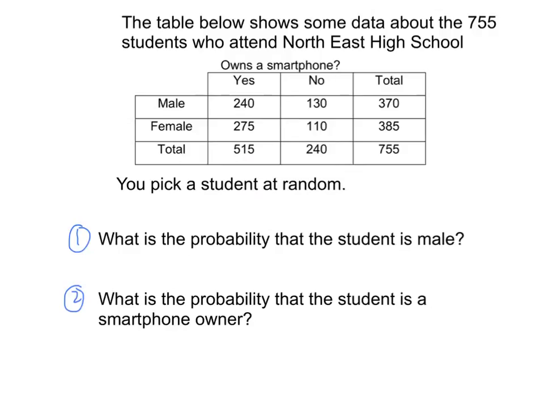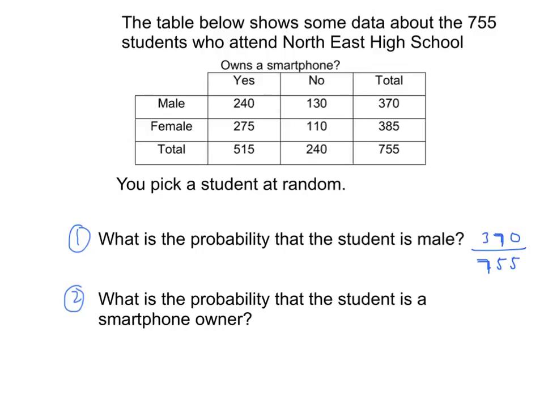All right. So imagine that we go to this high school and we pick a student at random. Now, we're going to ask some questions about that student. So the first one, what's the probability that the student is male? Well, if we take a look at this data, where do we want to look? We want to figure out the number of ways to pick a male out of the total number of ways to pick a student. That would be 370 total males out of the total students, 370 out of 755.